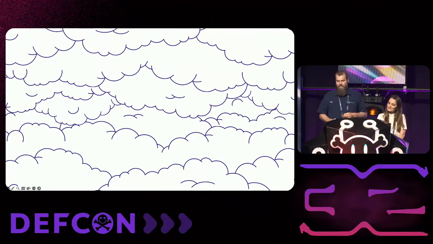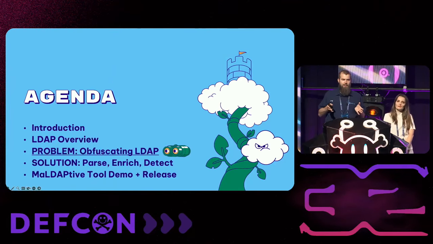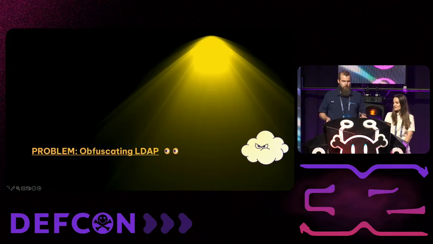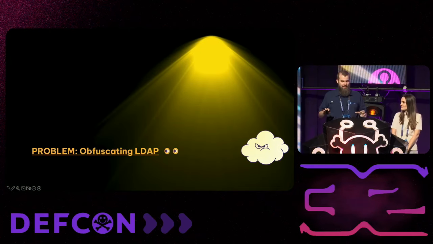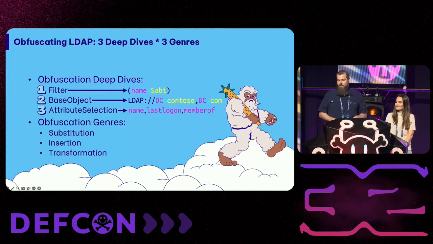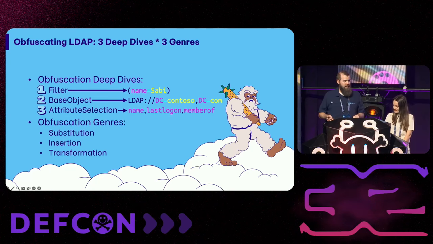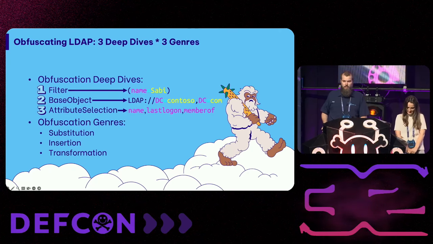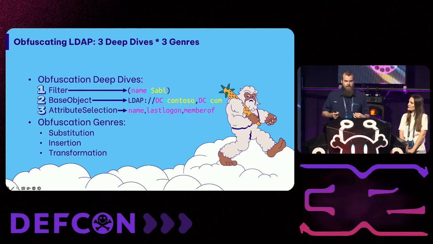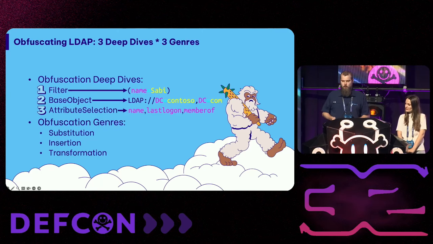All right. Thanks, Abby. So now that we have a good idea of the different components of LDAP that we're going to be looking at, let's actually do the fun stuff of obfuscation. For all the defenders in the room, it's going to get dark and bleak before it gets bright again, but we promise there is a light at the end of the tunnel. As Sabi mentioned, the filter is going to be the primary obfuscation focus because it really is the primary defensive detection focus today. We're going to spend most of our time on the filter, and a lot of the techniques that work on the filter will then be applied to the base object and attribute selection as well.